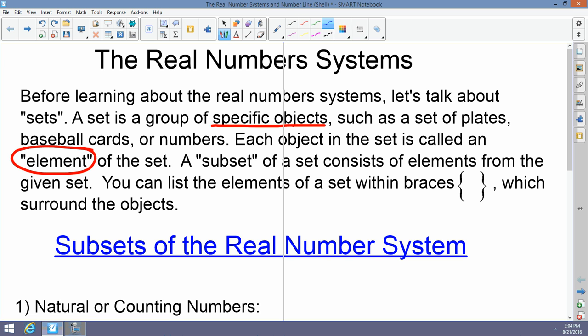Now, you can list all of the elements of a set within braces. So this symbol over here is the symbol for braces. And these braces are going to surround the objects within your set. Now let's start talking about the subsets of the real number system. The real number system encompasses all of these different subsets. So we're going to go from the inside out, okay?